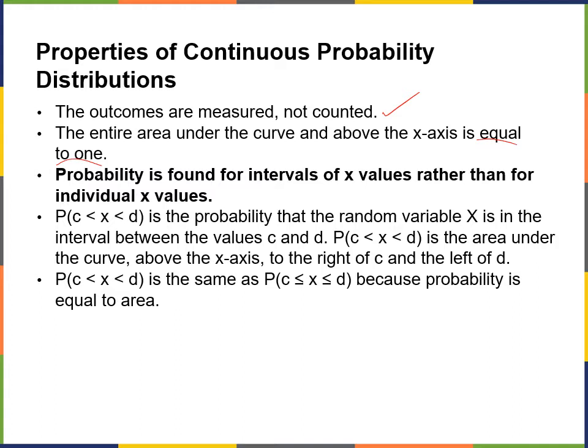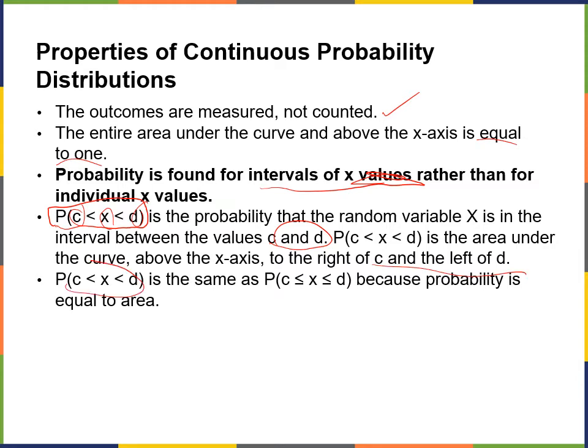Probability is found for intervals of x values, not specific values. In the table, we found the probability for very specific instances. This will be for a range or interval of values. So if we represent the probability that x is between c and d, so x is greater than c but less than d, this represents the probability that our random variable is between c and d. And then we'll calculate the area under the curve between c and d.